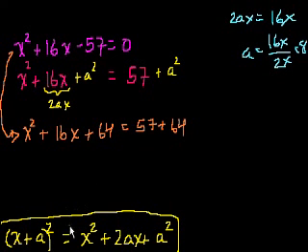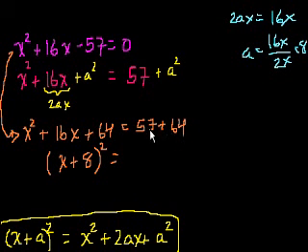Now that the left-hand side expression takes this form, I can rewrite it as what? x plus a squared. I can rewrite it in this form. And we know that a is 8, so it becomes x plus 8 squared is equal to, and what's 57 plus 64? Let's see, 11 plus 11, it's 121.